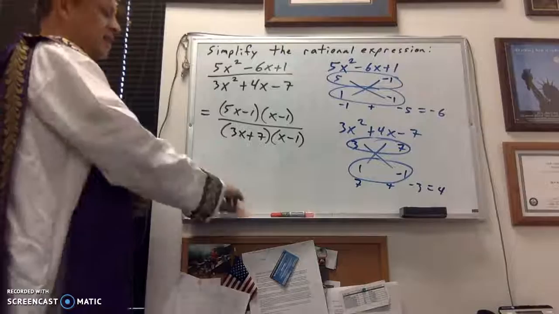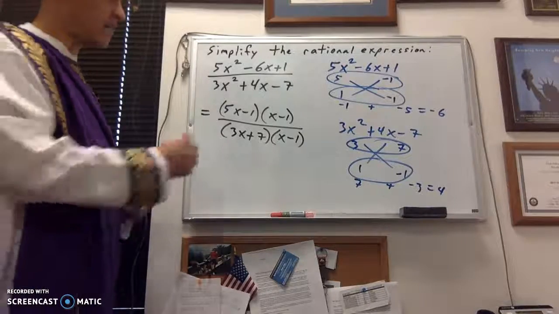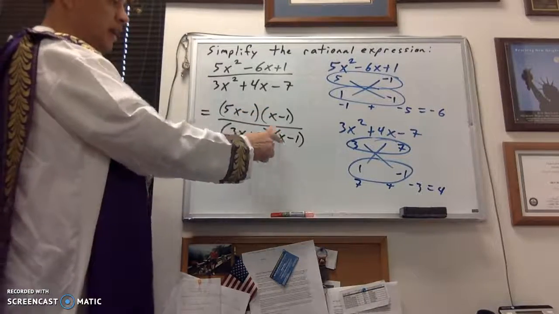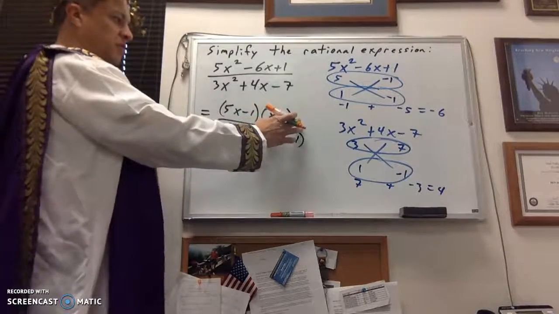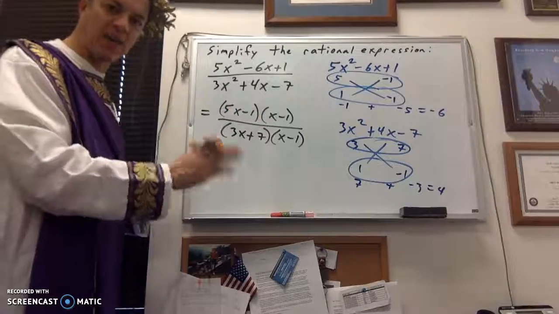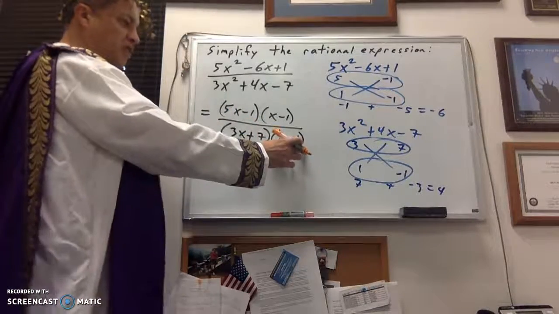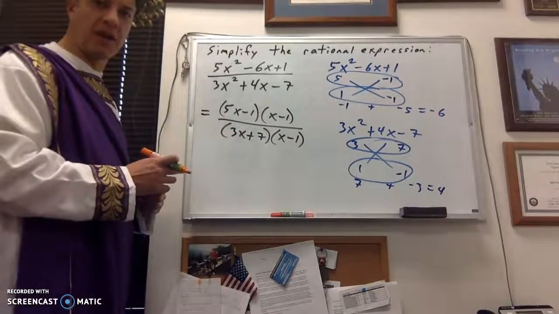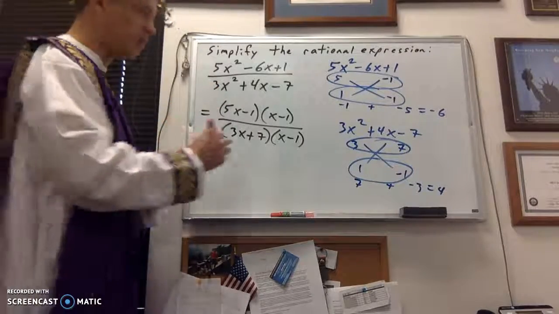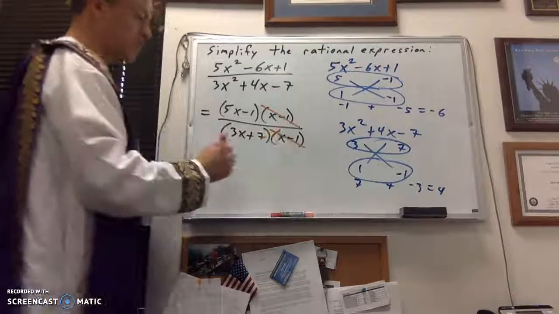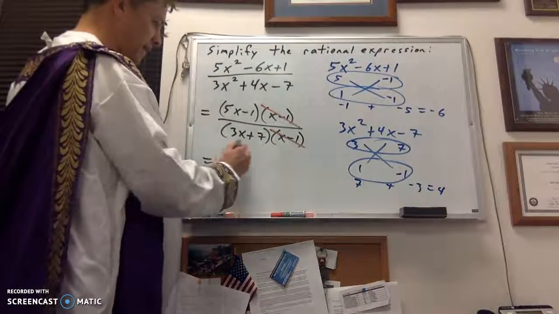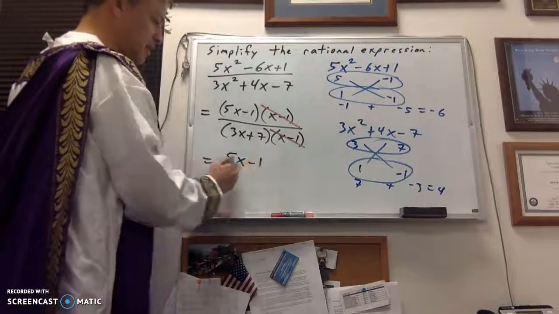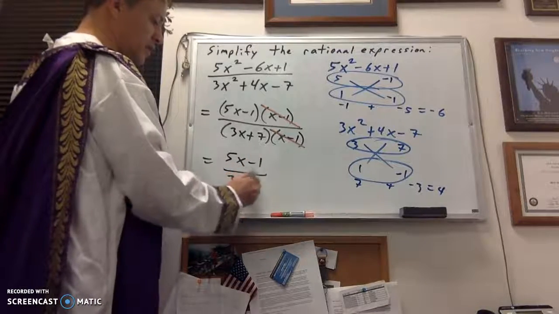So now you can see that I have an x minus 1 on the numerator and an x minus 1 on the denominator. Furthermore, notice that this x minus 1 is getting multiplied to the entire numerator, and this x minus 1 is getting multiplied to the entire denominator. So now that we see that happening, we can divide out those factors. The answer: 5x minus 1 over 3x plus 7.